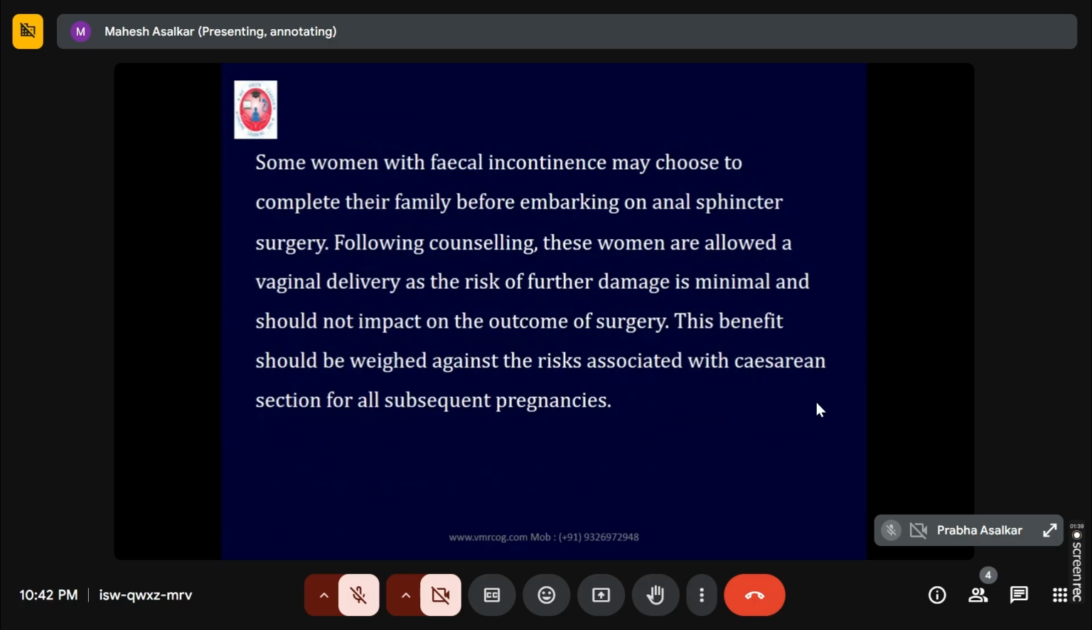Okay, but it may happen that you repair them and advise them cesarean section, but in vaginal delivery there is a chance of recurrence. So they may prefer that, okay, we can have one more vaginal delivery and then they go for secondary repair. Okay, but this is after the counseling and not routine.